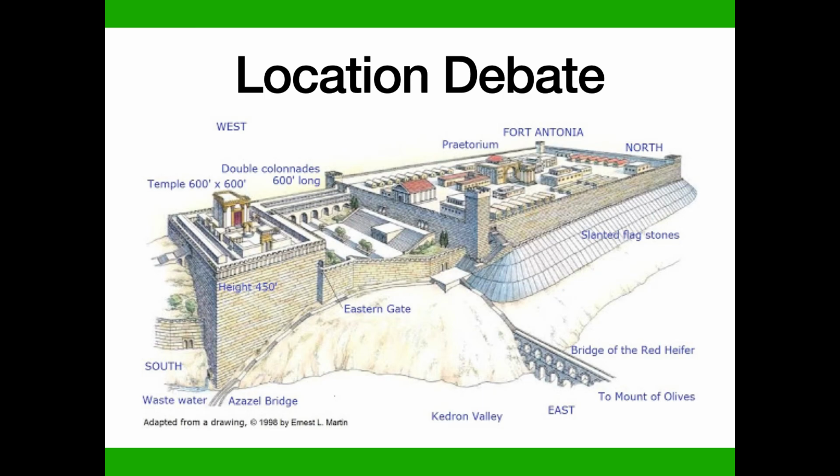The Antonia Fortress was what was built up, and that's what the western wall that they're wailing at is. That's actually the Roman fortification where all the soldiers lived and slept and ate and everything. All right.